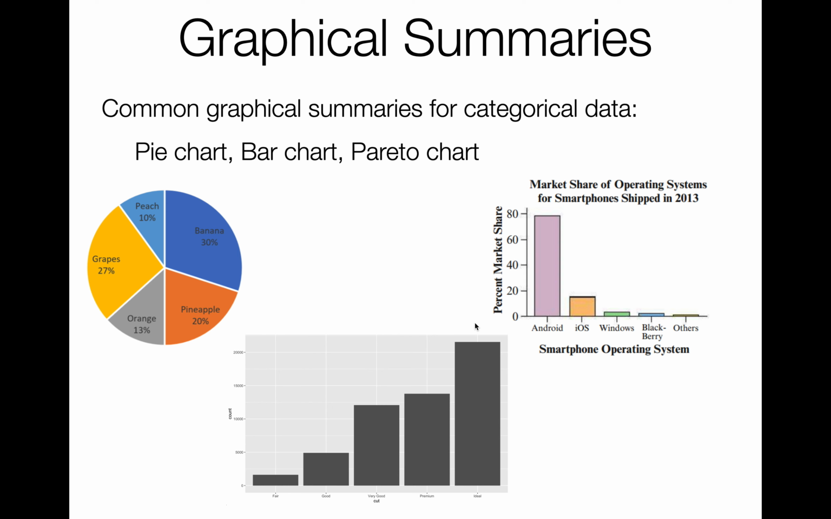Luckily for the diamonds, it looks like there are a lot of ideal cut diamonds, and not a lot of badly cut diamonds. So that's a bar chart, I think pretty self-explanatory.